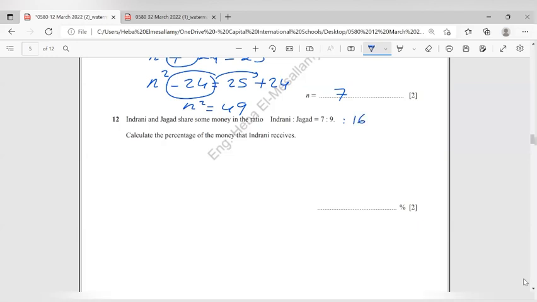Indrani took 7 parts out of the 16. So we are going to write it here. This is the fraction that the first one already took. 7 over 16 is the fraction, and I want to represent it as a percent. So multiply by 100 and use the calculator, please. 7 over 16 multiplied by 100. Click on the SD button. You will get 43.75%.